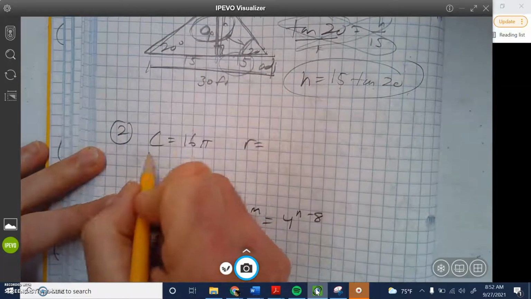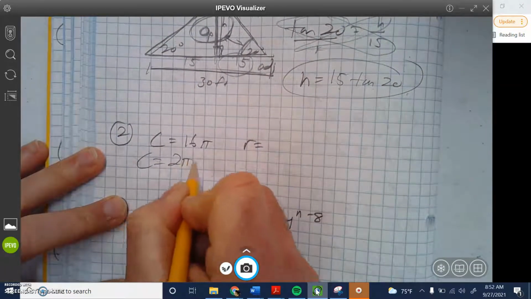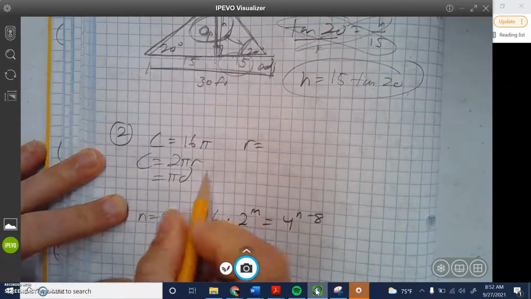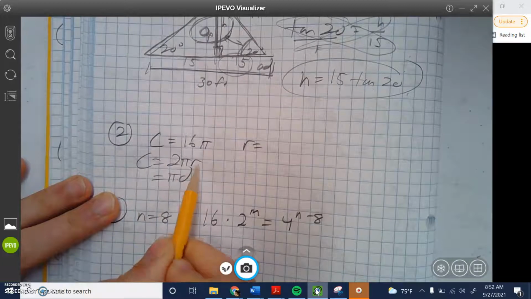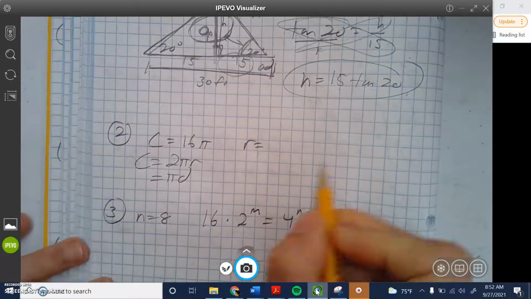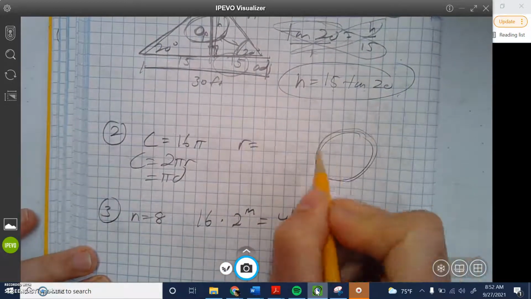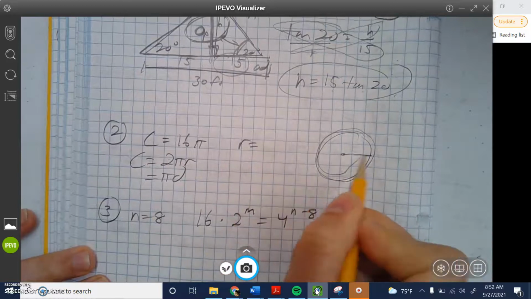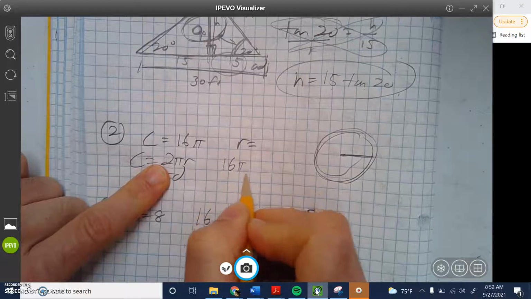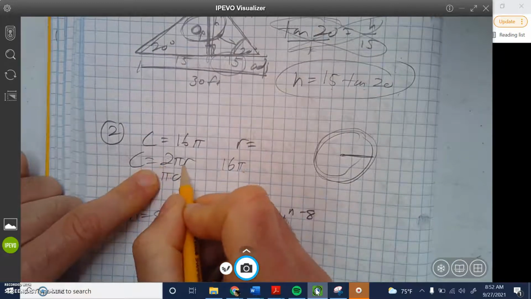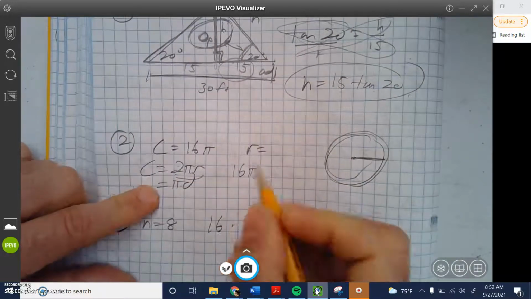So circumference equals 2 pi r, or pi times diameter. Why does it equal pi times diameter? Why is there 2? Because 2 radii equal 1 diameter. So if all the way around the circle is 16 pi, what's the radius right there? So I'm just going to put this here. 16 pi has to equal this. I'm using this because I'm looking for the radius.